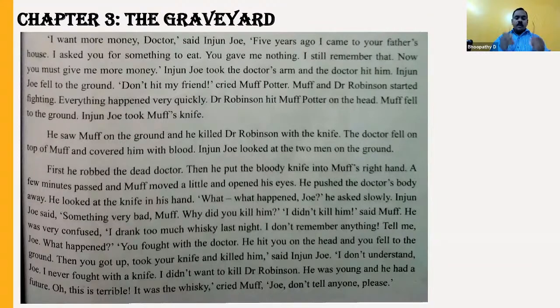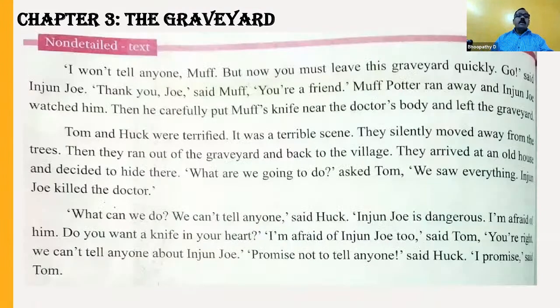And now, if you see, Muff also begged him and he also promised that he would not reveal. Tom and Huck were very much terrified. It was a terrible scene. They silently moved away from the trees. They ran out of the graveyard and back to the village.